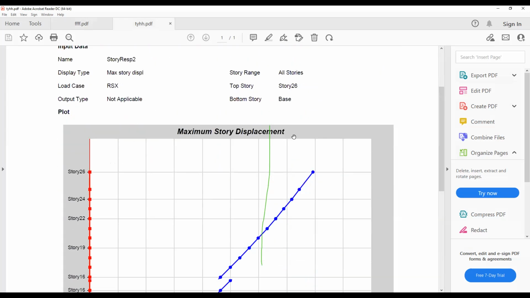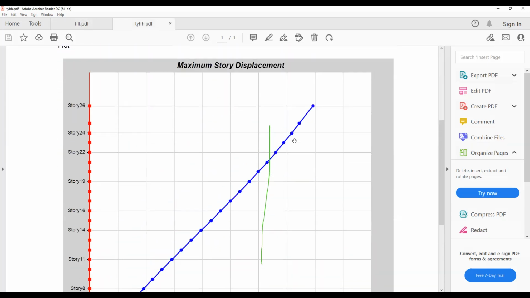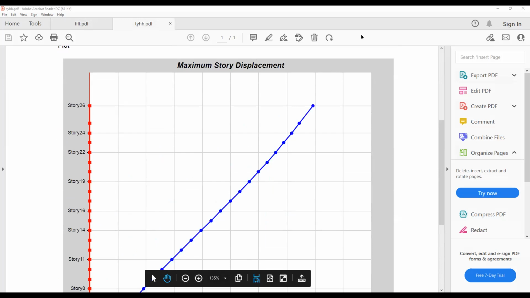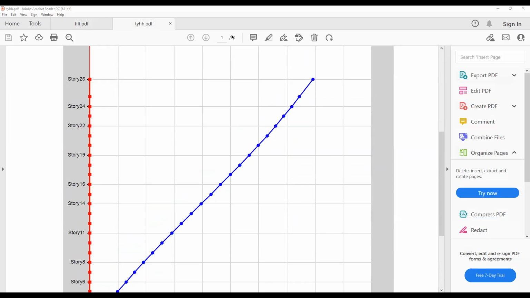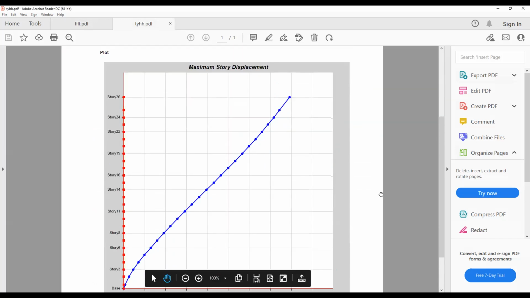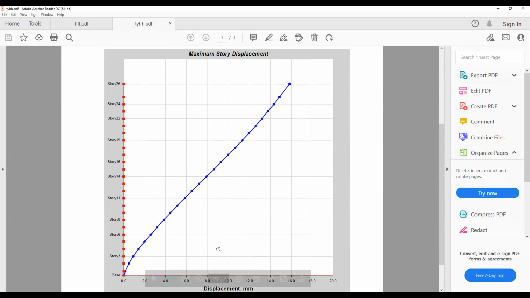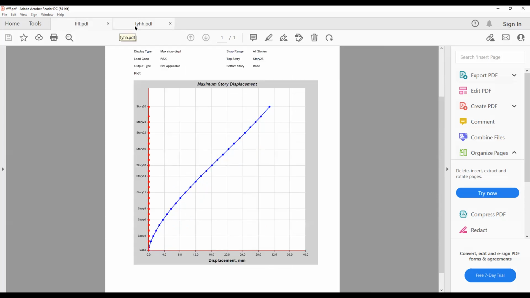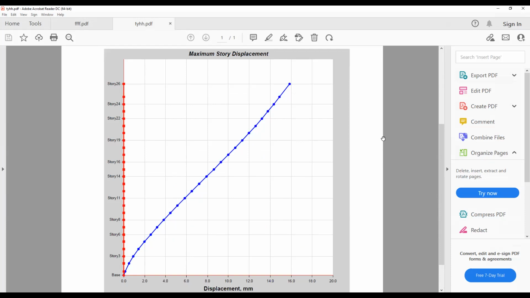Now we can check the story displacement for the Diagrid structure. Here you can see this is around 16. There is almost 50% difference. Okay, both of you got it? The first one you are seeing with the 30 is the conventional, and for this Diagrid we have just about 16 mm.